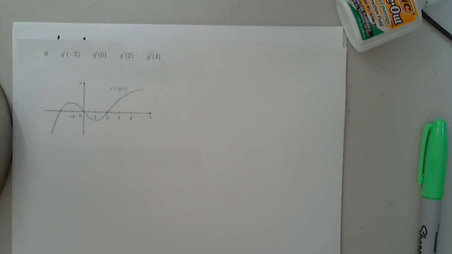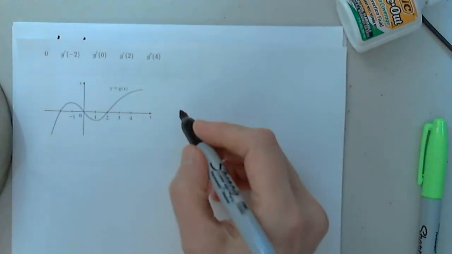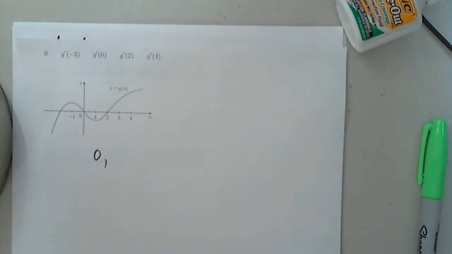We have to determine these values and put them in the correct ascending order. So one value is 0, so I'm just going to write 0. Okay. The other value is g prime of -2. As you see, -2 is here.